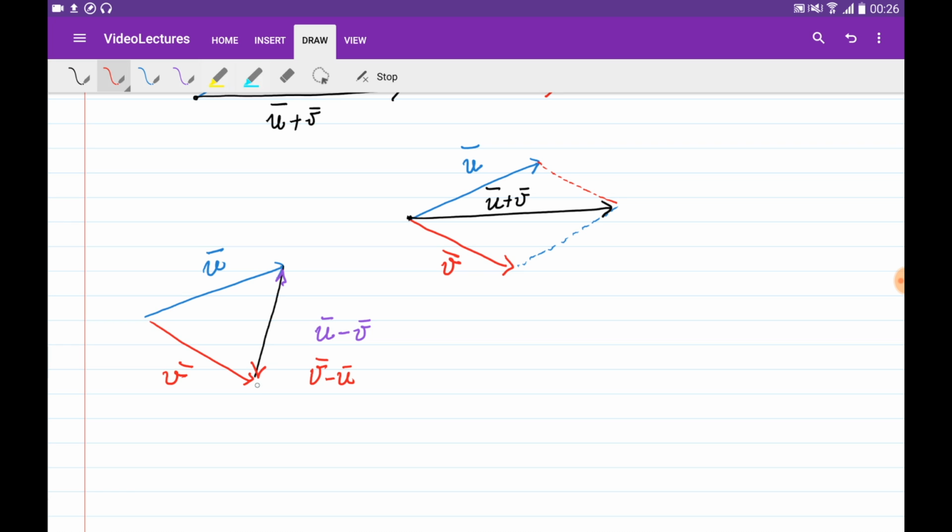Again, when we draw the vector, the direction of this vector always goes from the negative vector to the positive. So if we would like to write this vector as U minus V, then V is our negative vector, so the direction of this vector is going from V to U. If you would like to write down the vector V minus U, then this vector is going from U to V, from negative U to the positive V.